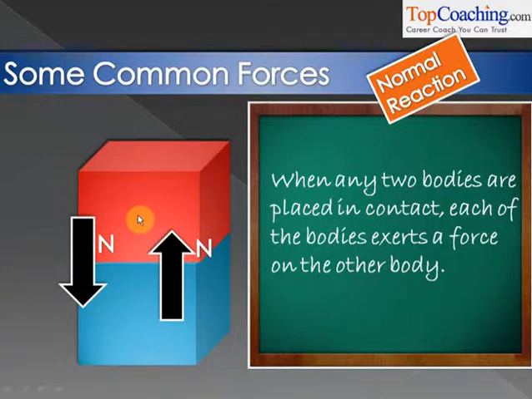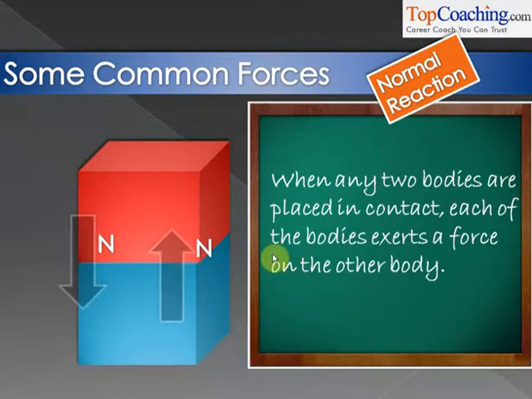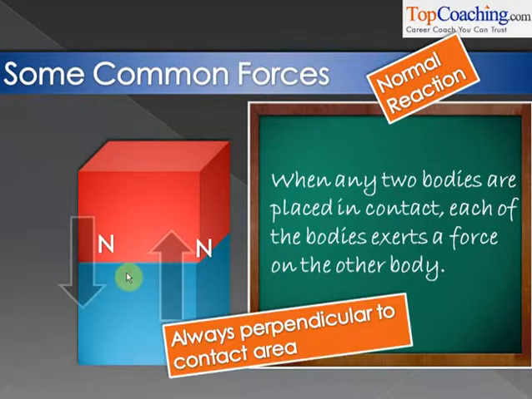It is the same force on both of the bodies. So the red block exerts a normal reaction N on the blue block, but the blue block also exerts a normal reaction N on the red block. Understood? So this is something you must remember. Note that the normal reaction is always perpendicular to the contact area. So for example, if you place two blocks together horizontally, then the normal reaction will be horizontal. It won't be vertical like this.